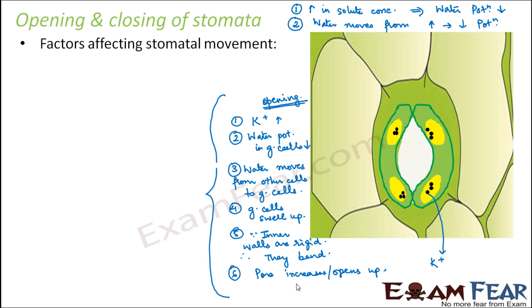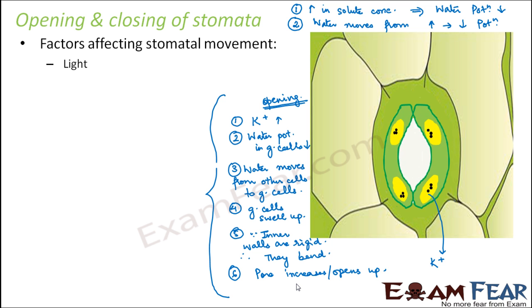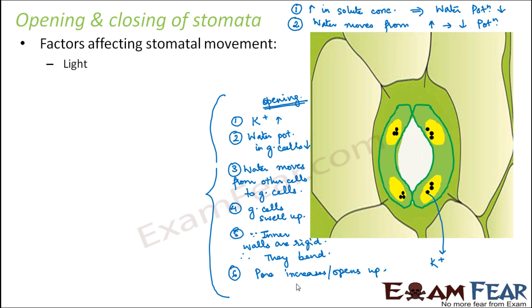Now some of the important factors are light. Light, as I said just now, I don't need to explain it once again, because in presence of light, potassium ion concentration in the guard cells increases, and that way it governs the opening and closing of stomata. Next is temperature.